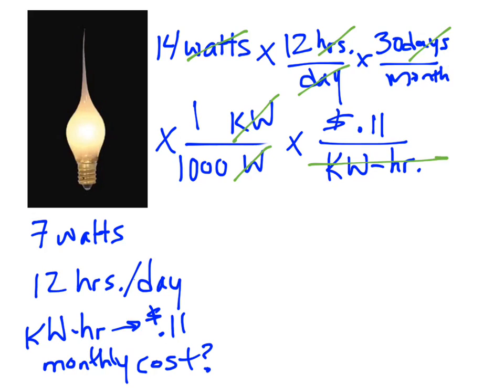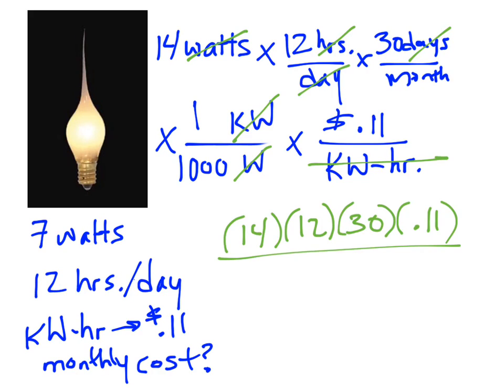Now you can do the multiplication, which is 14 times 12 times 30 times 11 cents, or 0.11, and then divided by 1,000. If you work all of that out, this comes out to about 55 cents per month. I'm pretty happy with that cost, all things considered. It's only a couple quarters to run these lights for an entire month. So I'm good with that.